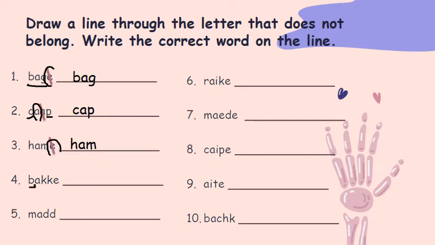Here we have the word bake. We have to cross out the letter K. Now we have the word bake, b-ake, with the long A sound.